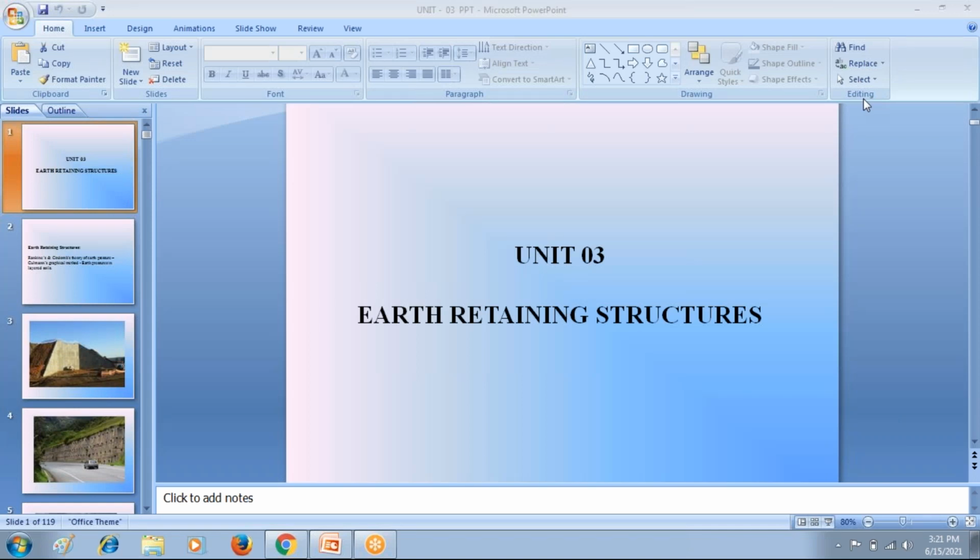Good afternoon, students. Last class, I explained the numerical problems in Unit 2, that is stability of soil slopes. So with that, Unit 2 in foundation engineering is completed. Now, in today's class, I am going to explain the third unit, earth retaining structures in foundation engineering. Unit 3 in foundation engineering deals with earth retaining structures.